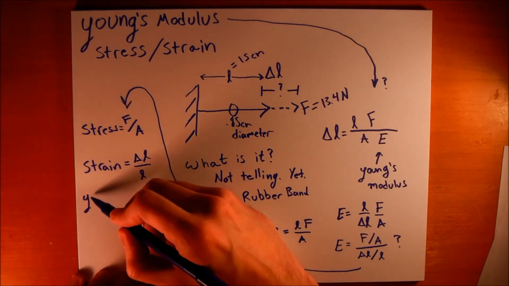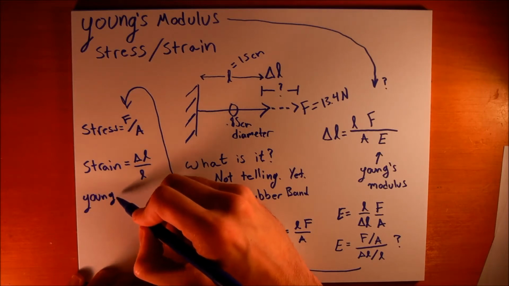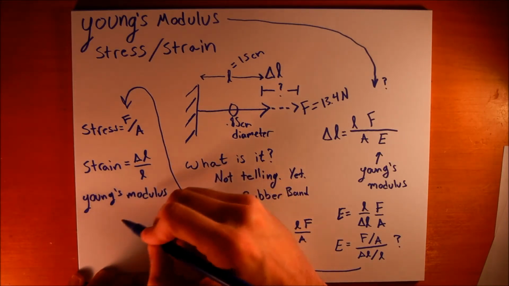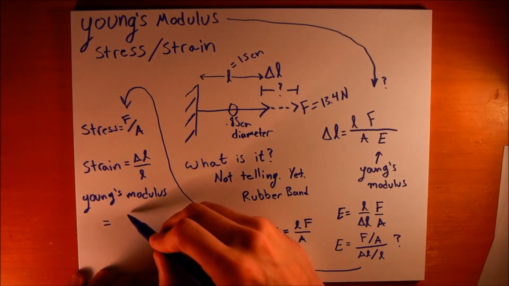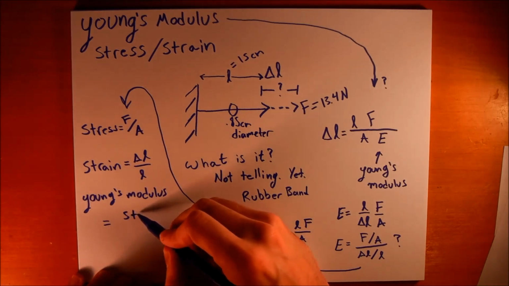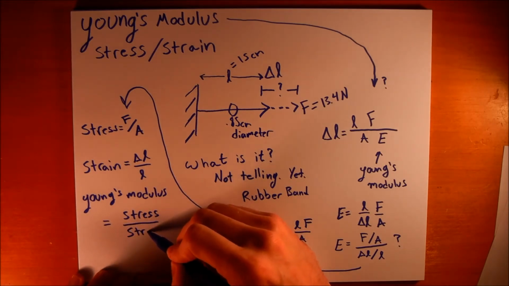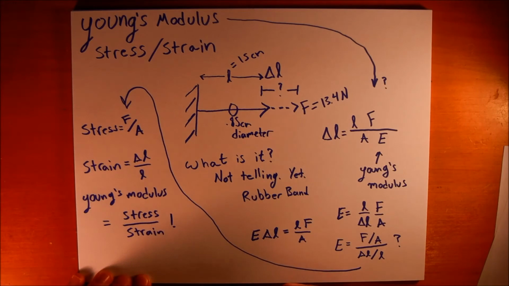Strain is a little bit different. Strain has to do with the change in length over the total length. A rubber band will have a lot more strain than a steel rod will, because you'll need a very big steel rod to get anywhere near the same stretch you get in a rubber band. Young's modulus is interesting because it simply reduces to the stress over the strain.